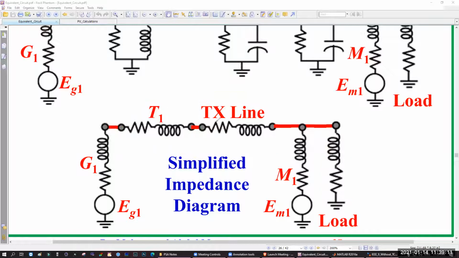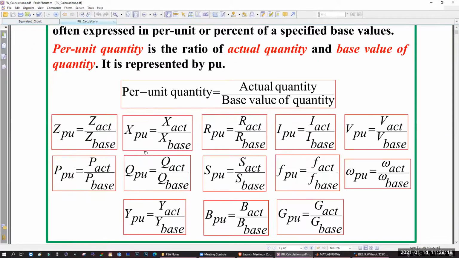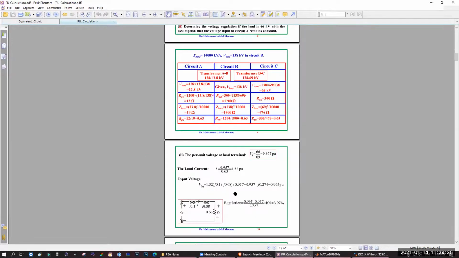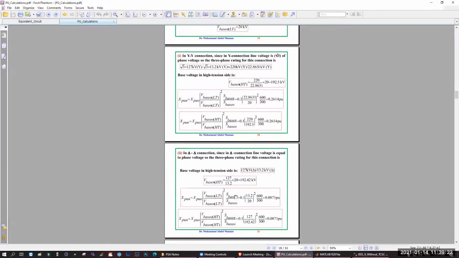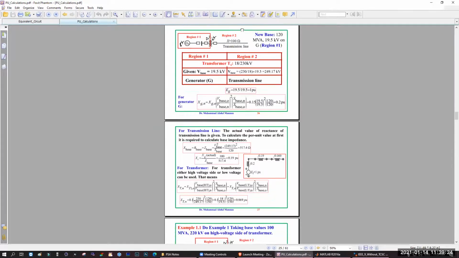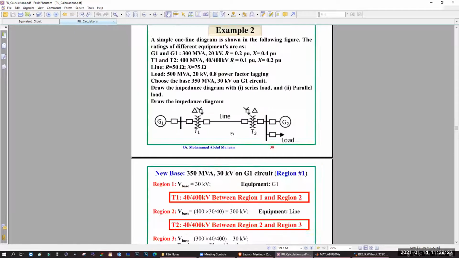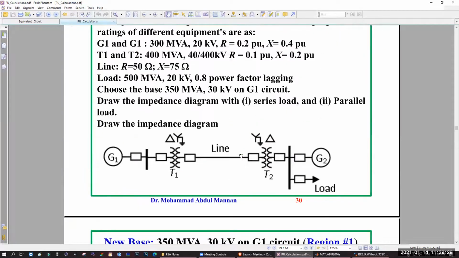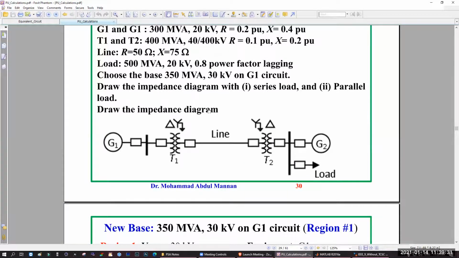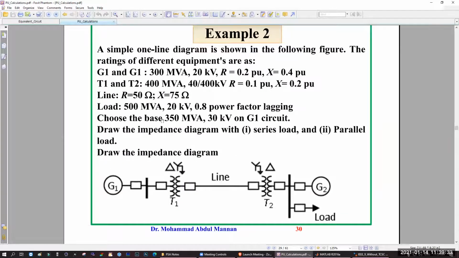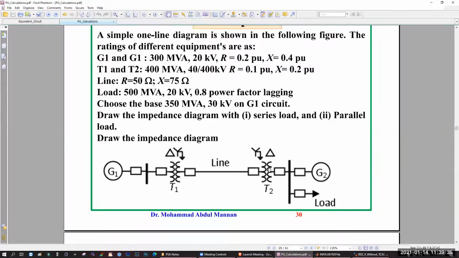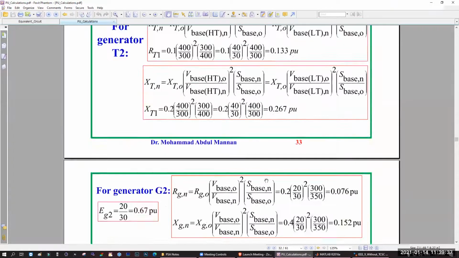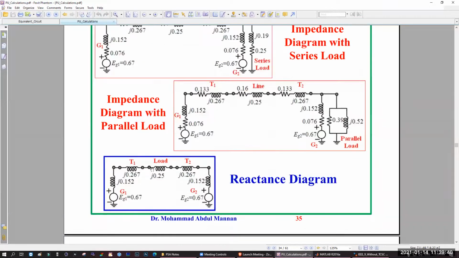In this lecture, you do not have to put any value. The value you will be calculating in your next lecture, that is called per unit calculation. Here, they will say, okay, simplify this and draw the impedance diagram, right? After saying a lot of things, they said draw the impedance diagram. That means you have to draw the impedance diagram. So this is your impedance diagram. This is your reactance diagram.